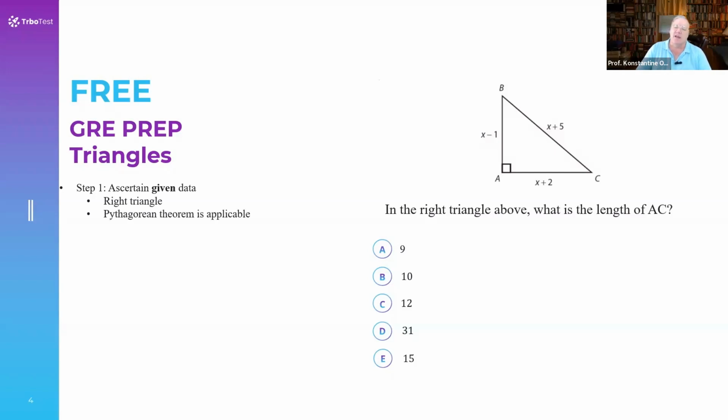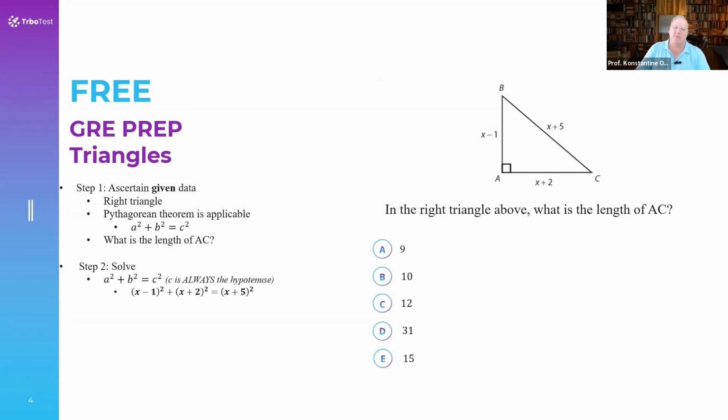We also know that if it's a 90-degree angle, the Pythagorean theorem is applicable. The Pythagorean theorem is a squared plus b squared equals c squared. So immediately we have all the information we need to solve this. So what is the length of AC? Well, let's go ahead and solve it. Remember, a squared plus b squared equals c squared. c squared is always the hypotenuse, or the longest side of the triangle. In this illustration, c would be x plus 5. a and b are the x minus 1 and the x plus 2.